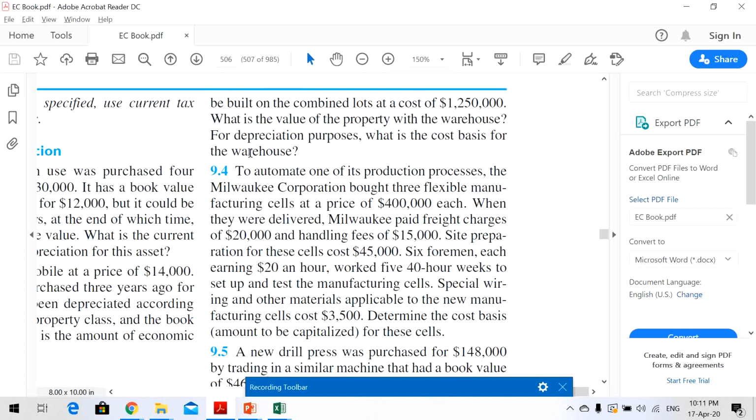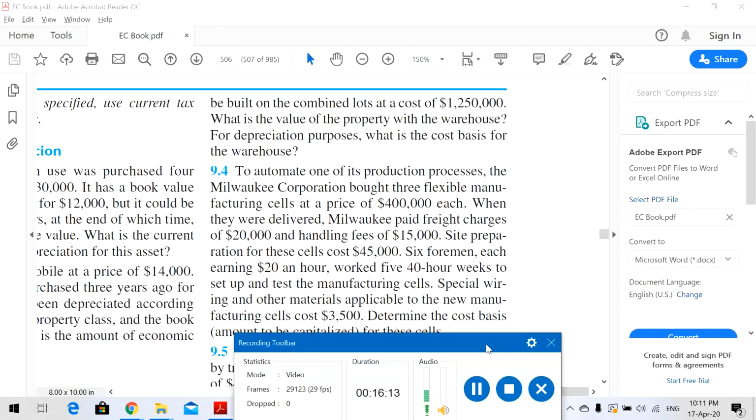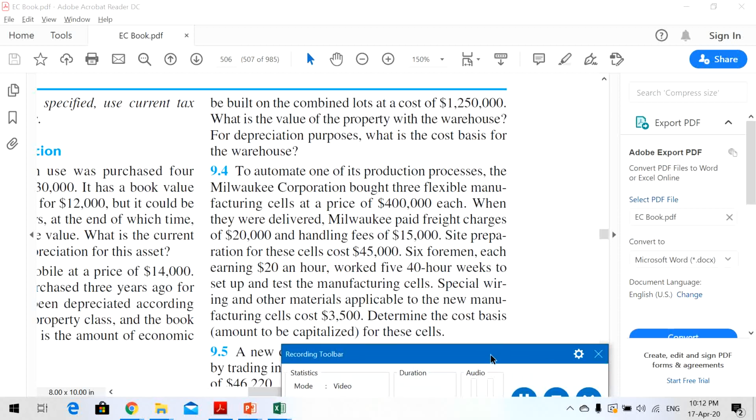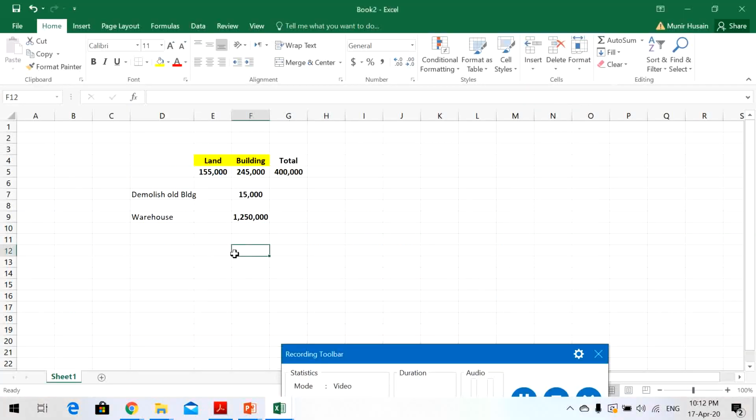Now this is what is given. 1,250,000 is the total cost of constructing a new warehouse. What is the value of the property with the warehouse? First, they ask what is the value of this property. Second, for depreciation purposes, what is the cost basis of the property? Now this is the scenario. The question says, what is the value of this property?